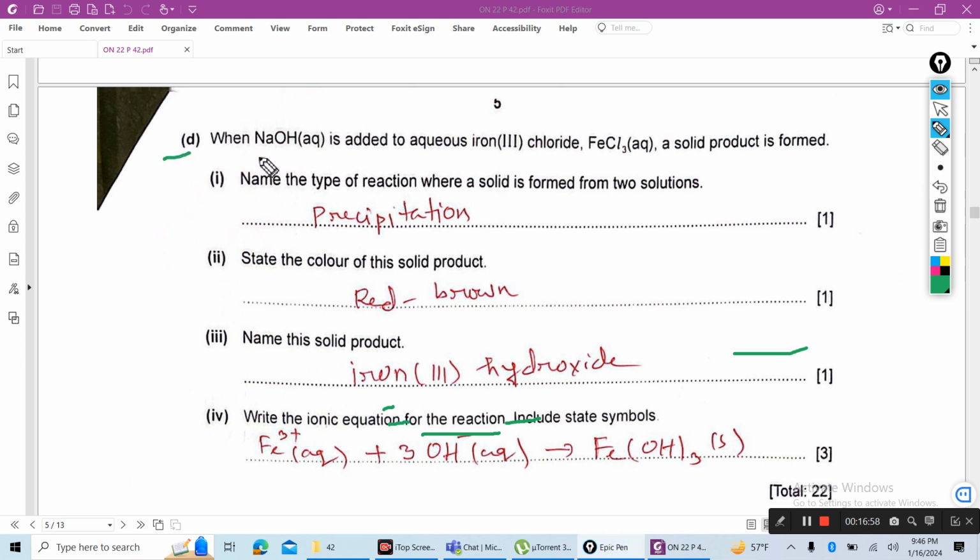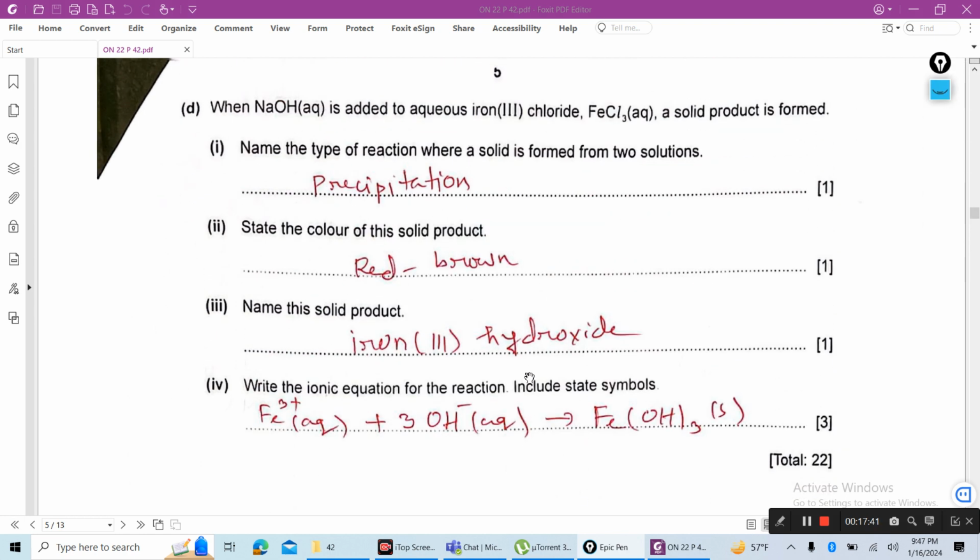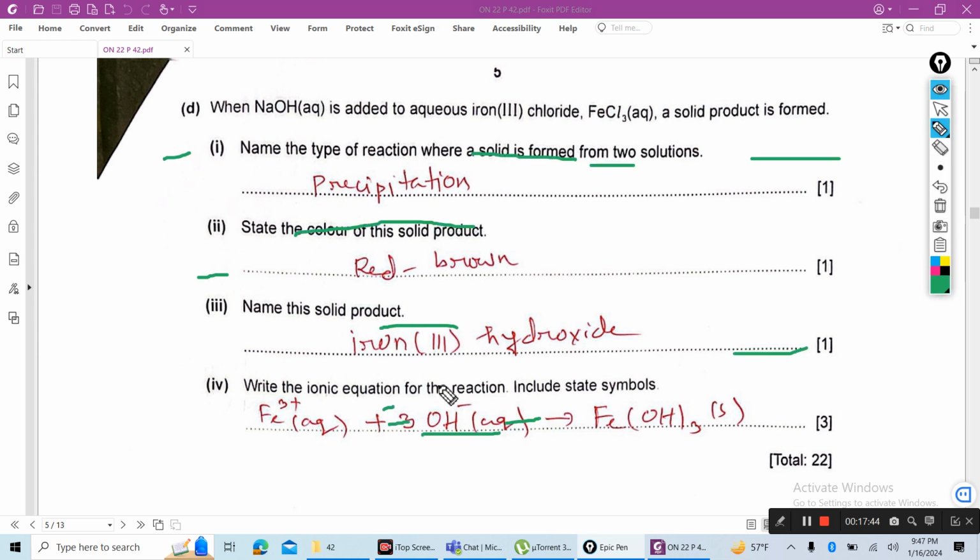Number D, when sodium hydroxide is added to aqueous iron 3 chloride, FeCl3, its name iron 3 chloride, a solid product is formed. Name the type of reaction where a solid is formed from two solutions. When two solutions react to form a solid, this type of reaction is known as precipitation reaction. So this is precipitation. Number 2, state the color of this solid product, red brown. Iron 3 hydroxide is formed.